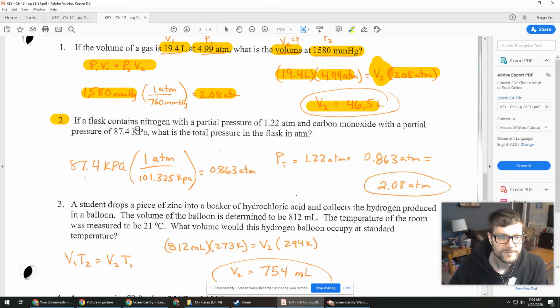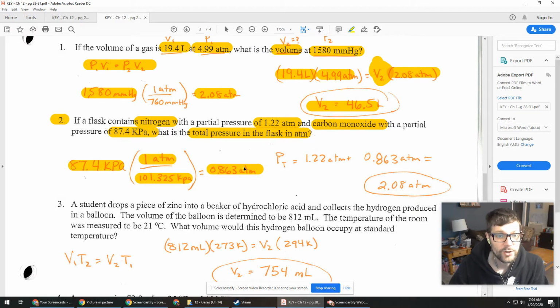Question 2 here deals with partial pressures. We have nitrogen with a partial pressure of 1.22 and carbon monoxide with a partial pressure of 87.4 kilopascals. What's the total pressure in atmospheres? So I need to convert the kilopascals from the carbon monoxide into atmospheres. So here's me doing that conversion. Once I have the partial pressure of each in the correct units, I simply need to add them together. There's my partial pressure in atmospheres, giving me my total pressure.